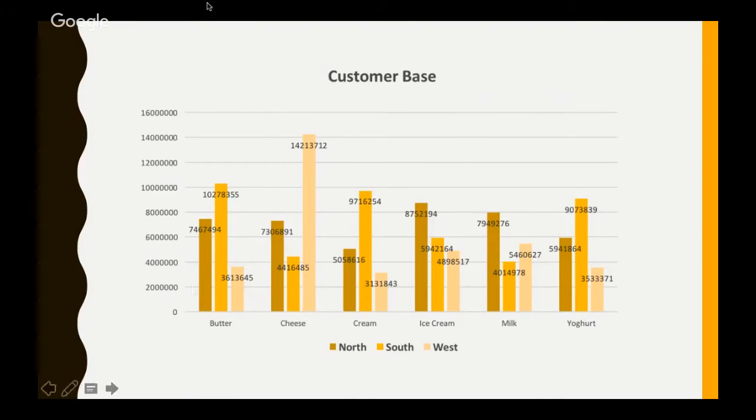In this column chart, we can see the detailed demands for 6 products in 3 regions. In West, a great number of customers prefer cheese. In North, they choose ice cream. And in South, they prefer butter and cream.